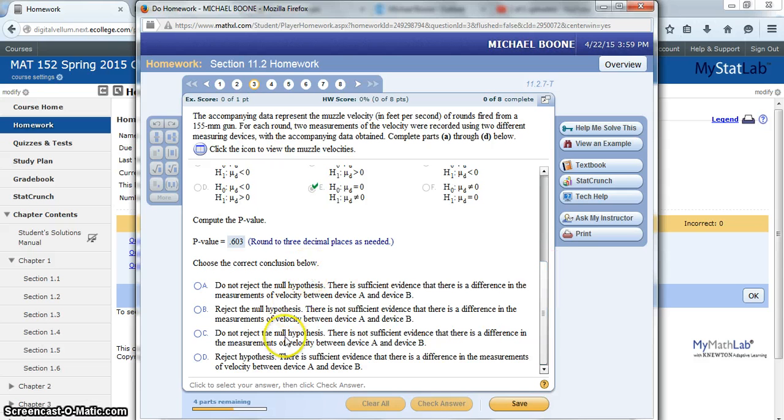So would I reject or fail to reject? And you are correct. You do not reject the null hypothesis because there is not sufficient evidence.